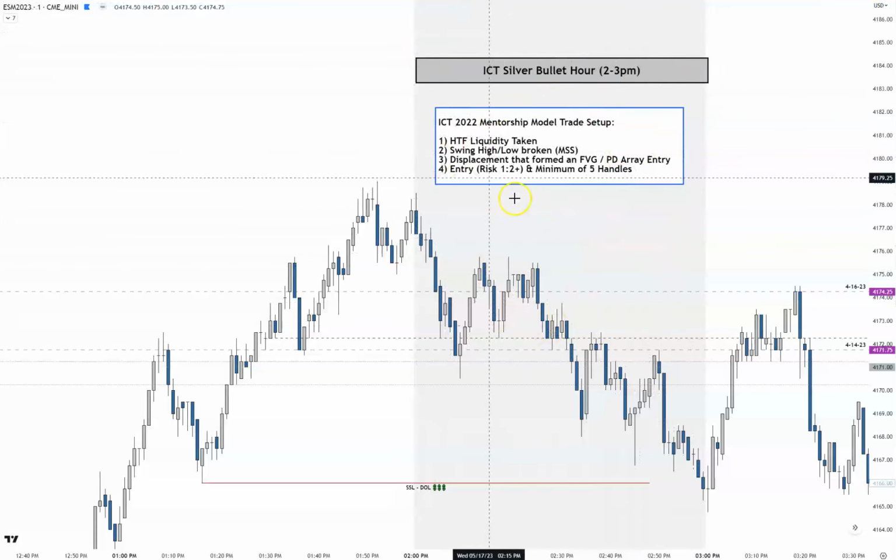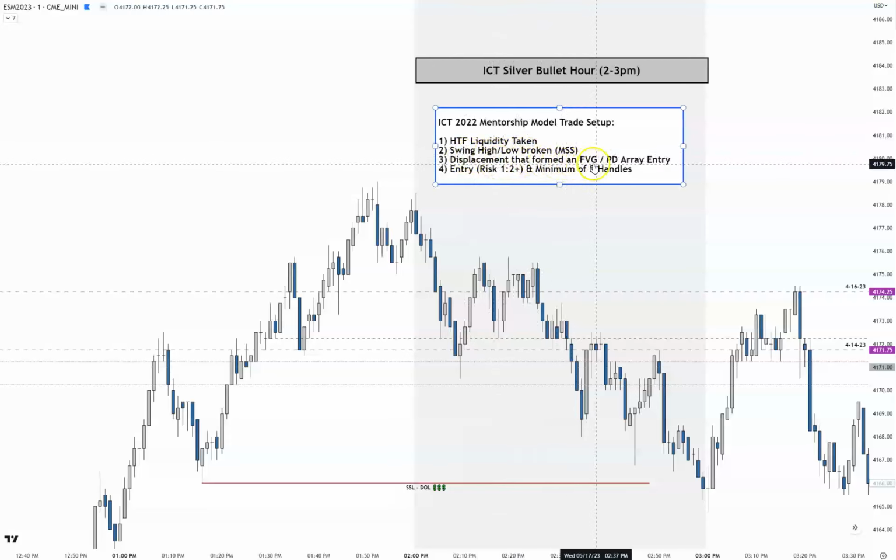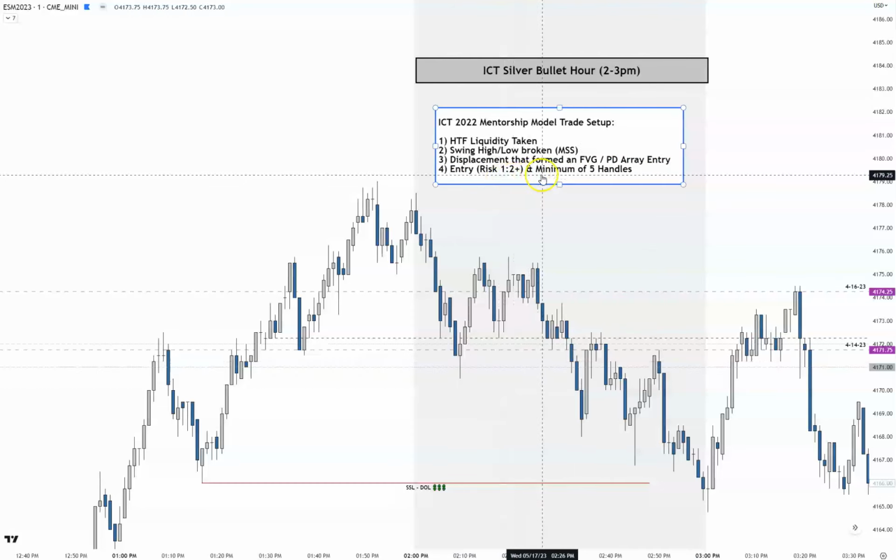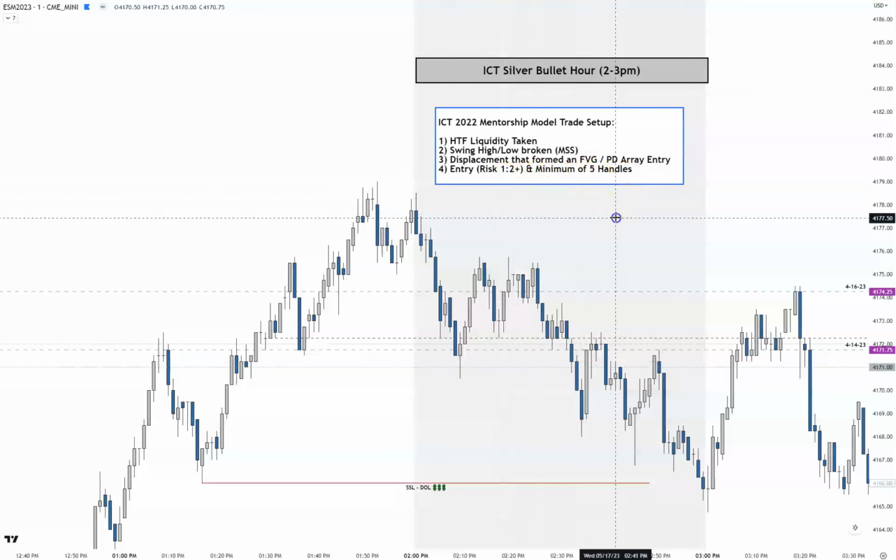So I want to go over my model. Okay, I need a higher time frame liquidity to be taken. Then I need a swing high or swing low broken. That would be the market structure shift. I need displacement that formed a fair value gap or a PD array entry, like a mitigation block, a breaker block, order block, something like that. And then my entry parameters are I need to risk 1 for 2, which is risk to reward ratio, and minimum of 5 handles. Okay.